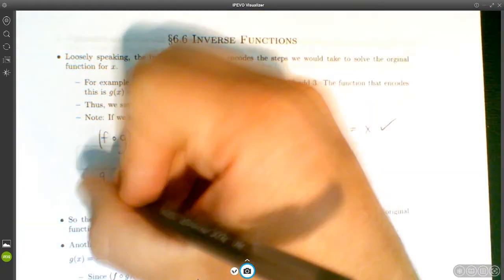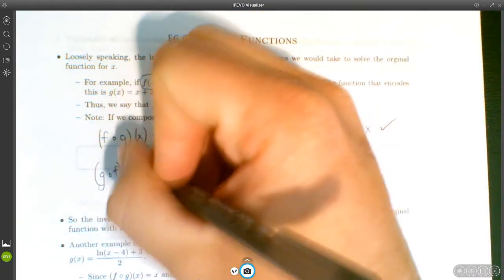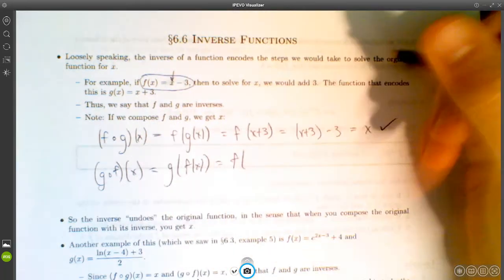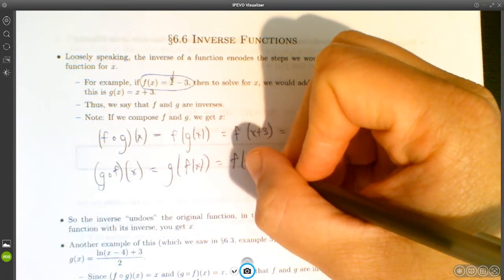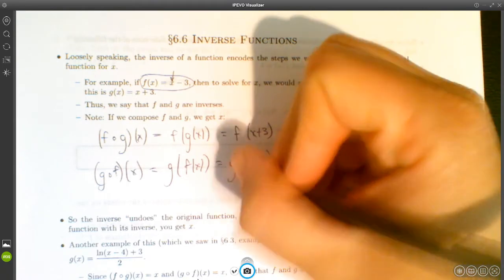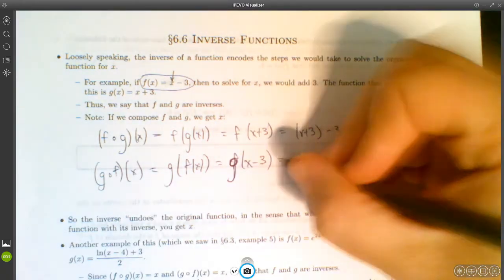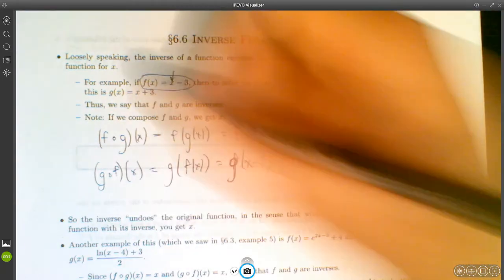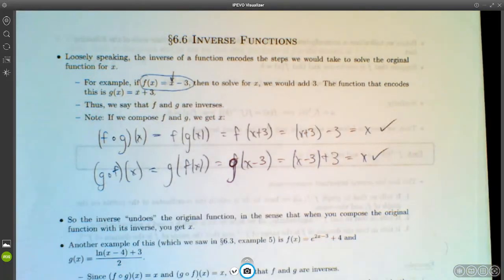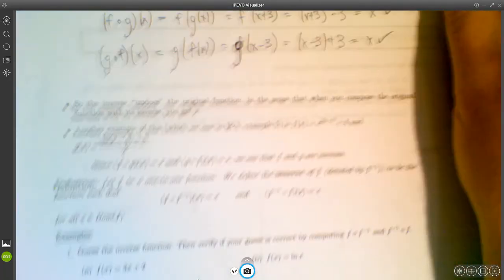And similarly, if we compose the other way around, g of f, f of x is x minus 3. Sorry, this should have been a g, so we're going to do g of x minus 3. So we're going to look at g of x, and wherever we see an x, we're going to replace it with x minus 3. So we get x minus 3 plus 3. And sure enough, we get x. So f and g undo each other, right? They undo each other. Okay?